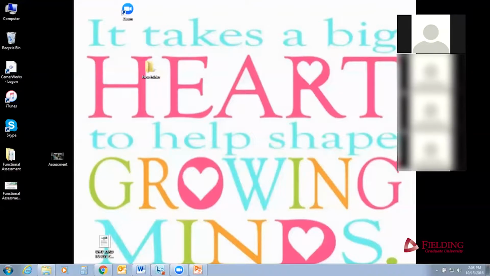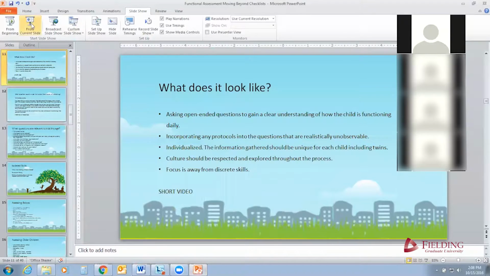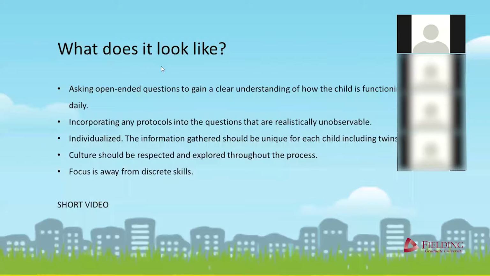Okay, I'm going to go ahead and start sharing my screen again. Okay. All right. So that's just a little snippet of what it looks like.